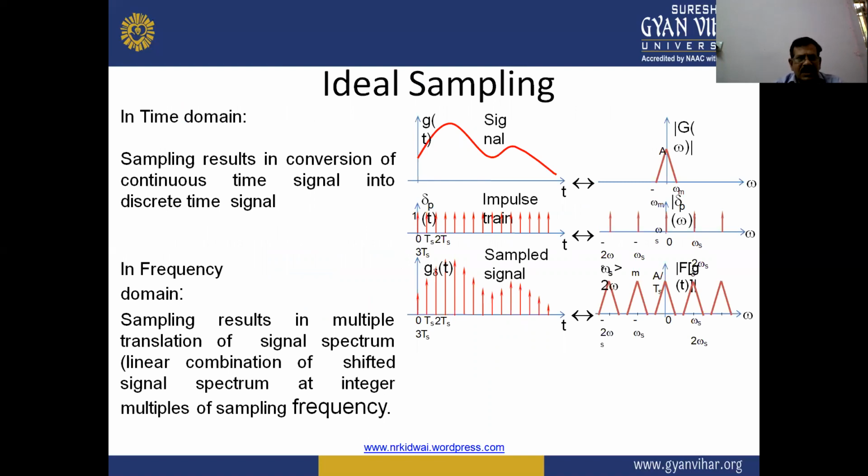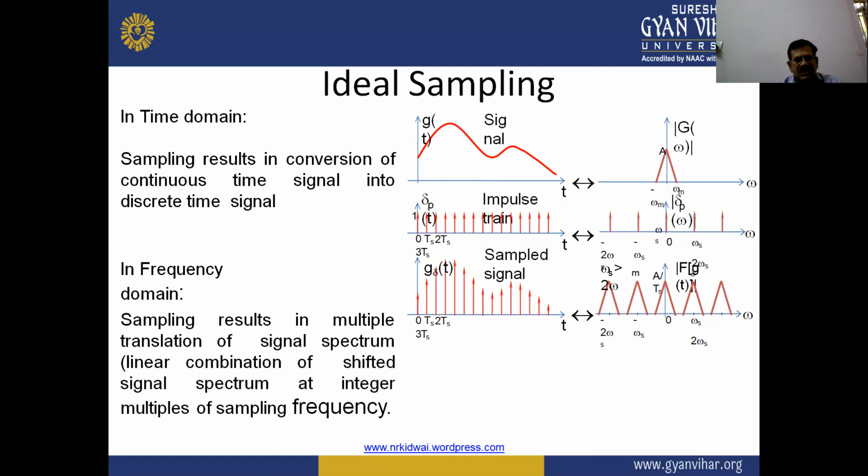Now, ideal sampling can be explained in the time domain and also in the frequency domain. Sampling in the time domain results in conversion of a continuous time signal into a discrete time signal. We can understand this time domain sampling with the help of these waveforms, in which the continuous time signal is converted into a discrete time signal.